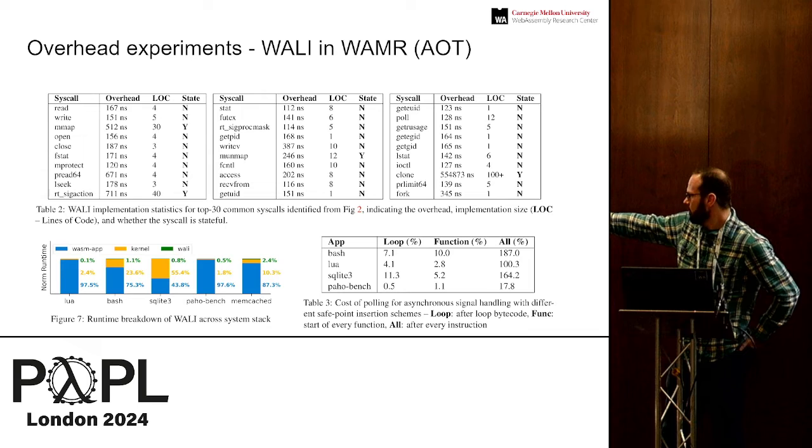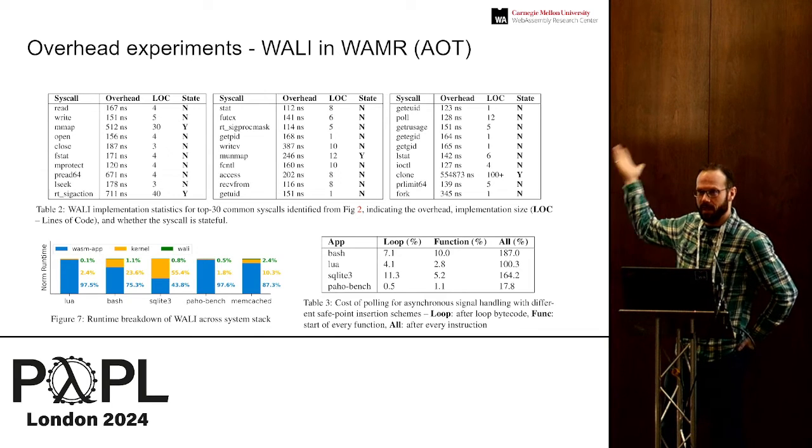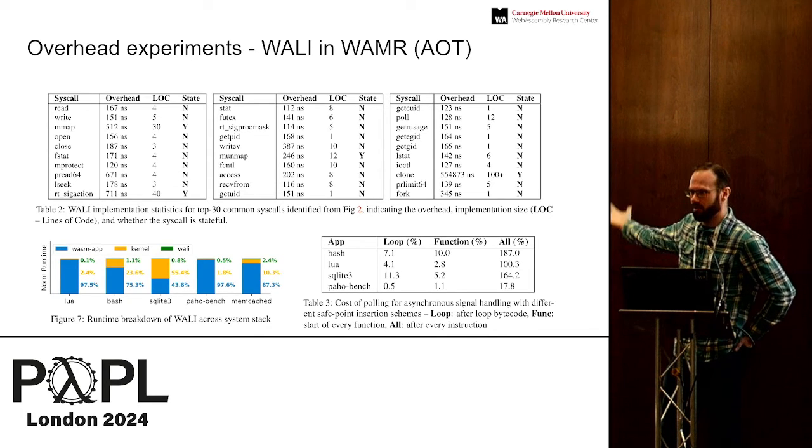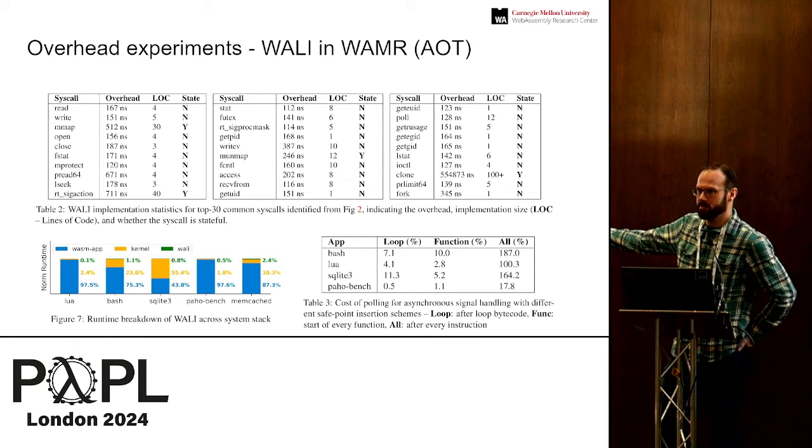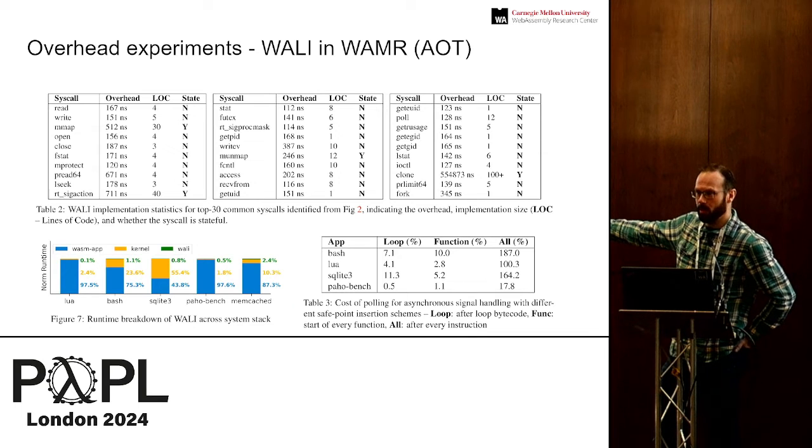Lua is a language where you mostly spend time running user code in the interpreter, and so you almost never spend time in the kernel. So there's almost no overhead to using WALI. It's literally 0.1%. If you're running bash, you spend a lot of time in the kernel, but you don't spend a lot of time going through the adaptation in WALI. So that's only like 1% overhead.